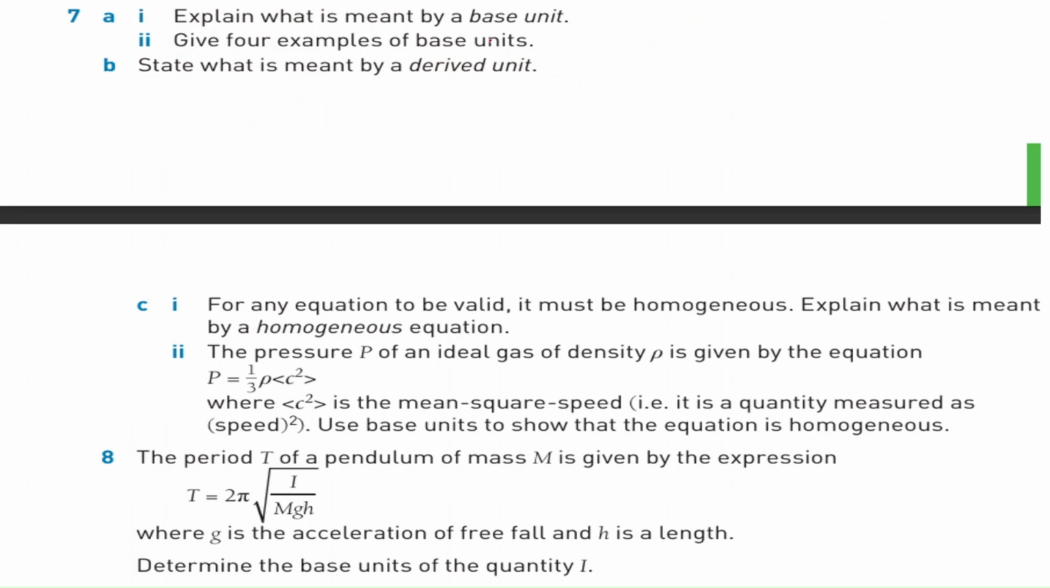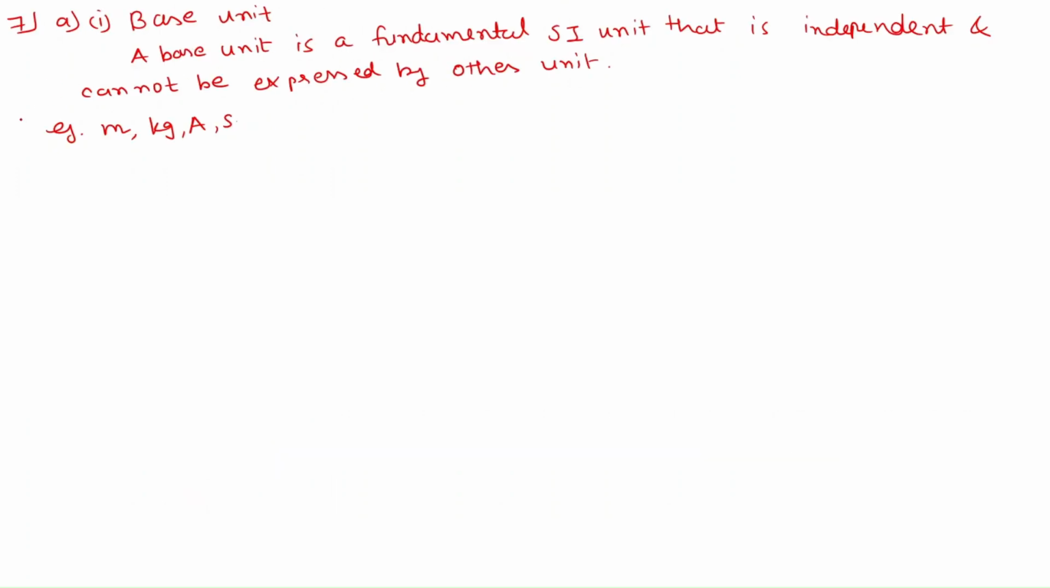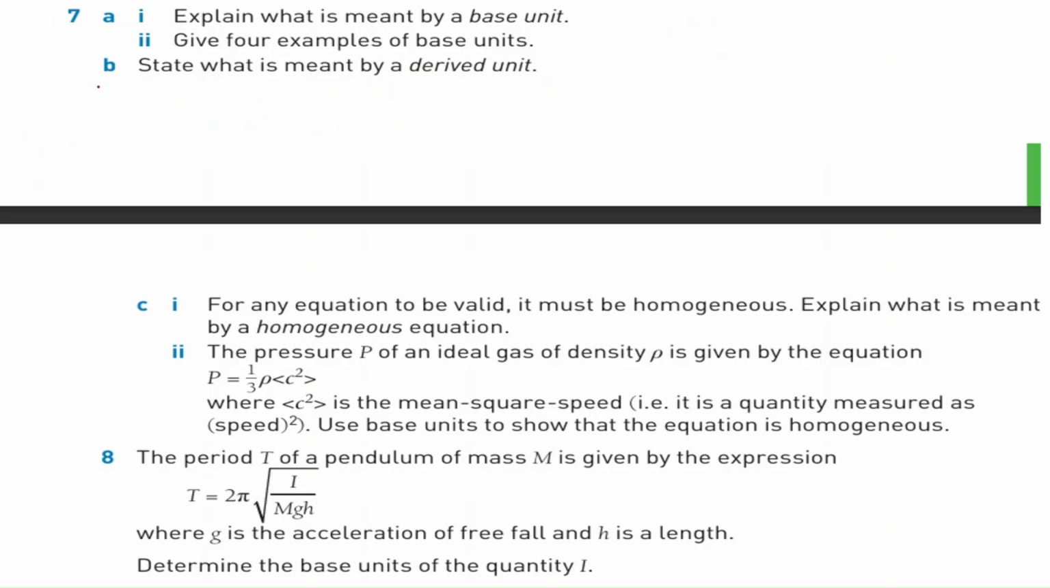Now we have a second question: give four examples of base units. I will give you the answer: mass, kilogram, ampere, second, temperature. We have seven base units in SI units. You can write seven. Now in B, which says: state what is meant by a derived unit.